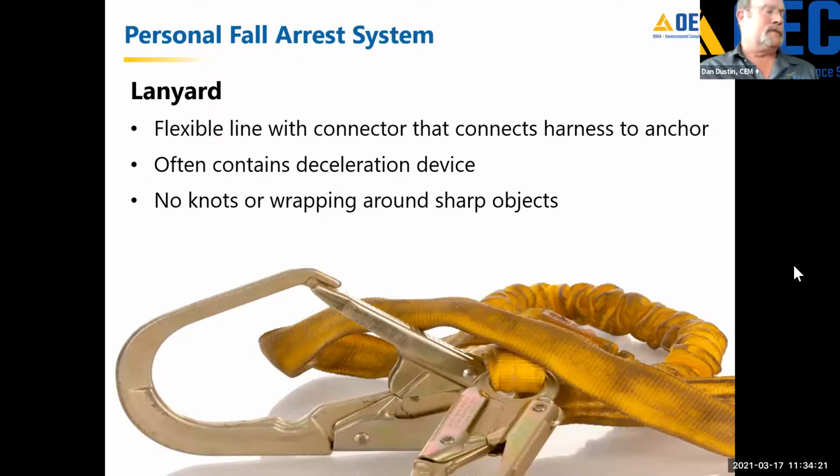All right, the lanyard is a flexible line with a connector that connects the harness to the anchor. Very often these contain your deceleration device. In this particular case, this was an elongation or a bungee type. If I fall on this, it will arrest my fall by essentially stretching out. You can see that it's bunched up. With these, and this is true of any synthetic, I absolutely don't want to tie any knots in these. And if I'm wrapping it over something, make sure that if it has to go around or over a sharp object, you're padding that corner heavily to prevent cutting or damaging these.